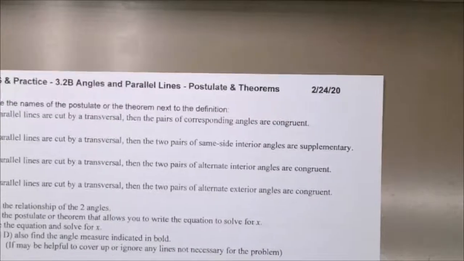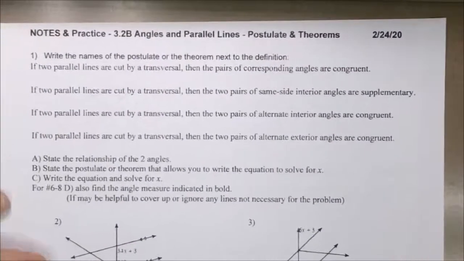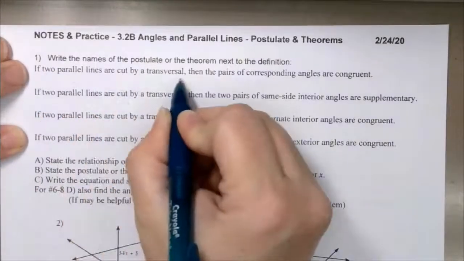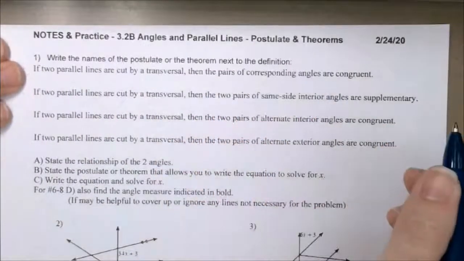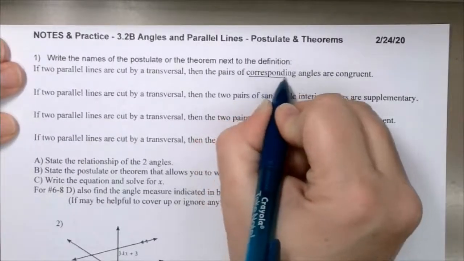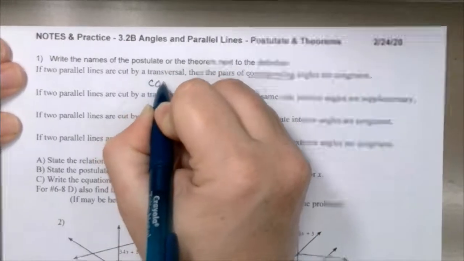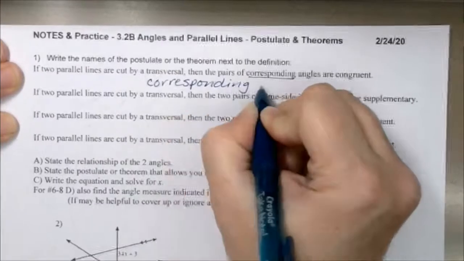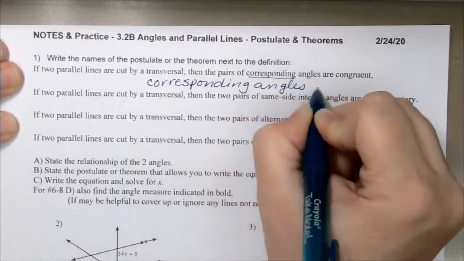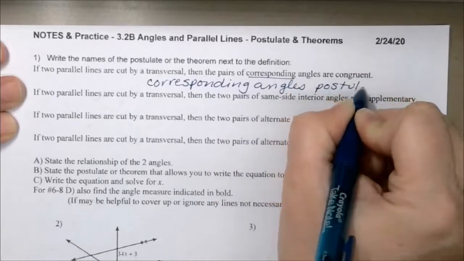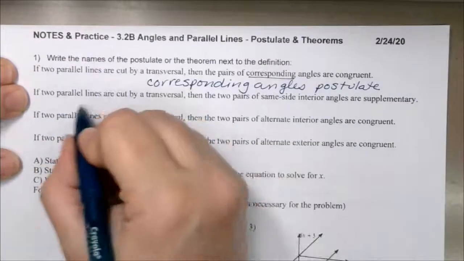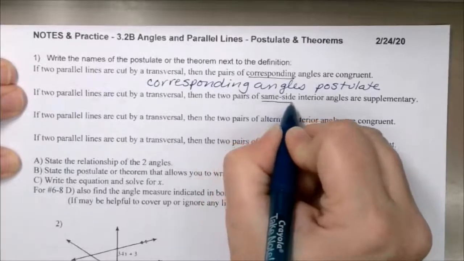So this is going to start off with some stuff from last week. These are actually names of postulates and theorems that we're going to give. If two parallel lines are cut by a transversal, then pairs of corresponding angles are congruent. There's your key word: that is the corresponding angles postulate. That's the same theorem, angles theorem, technically.